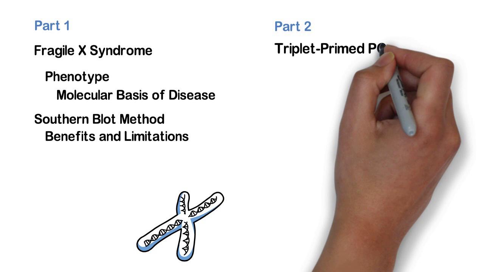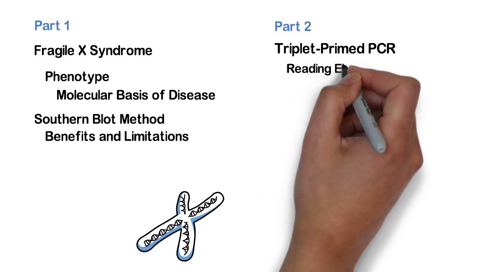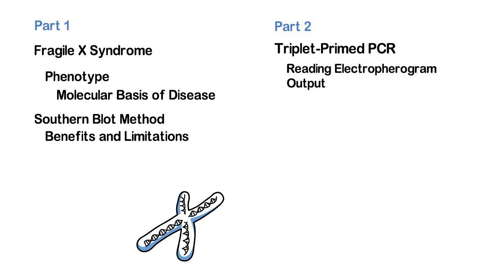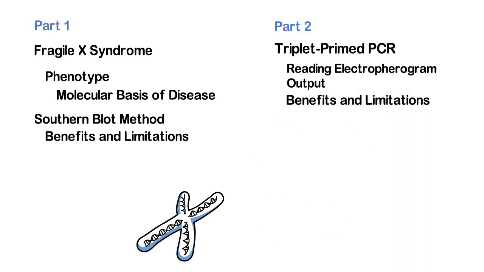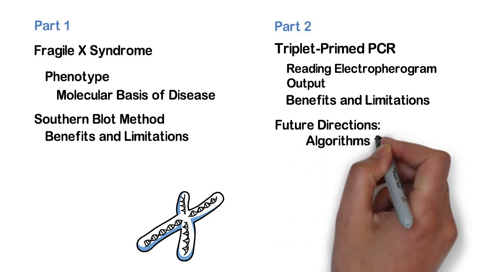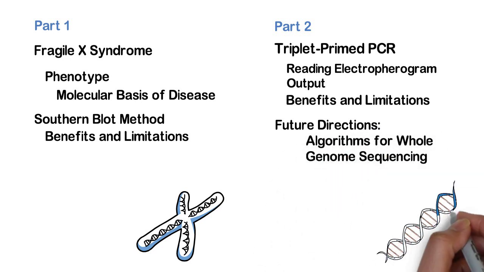Then, follow along to part two, where we will introduce the triplet primed PCR method and discuss how to interpret the electropherogram output. The benefits and limitations of triplet-primed PCR will be touched upon, and we will introduce some future directions of what is currently being developed for repeat expansion diagnostics.